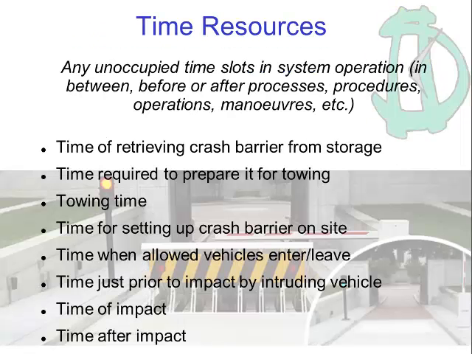The next group of resources are time resources. When we look for time resources, we try to establish any unoccupied time slots in system operation, time when the system is inactive, time that can be used for some additional operations, and so on and so forth. This slide presents a list of some of the time treasures that have been identified for the mobile crash barrier. Although the existing stationary crash barrier was considered by the project team to identify the resources, they were able to list some time resources that were specific to the mobile crash barrier.